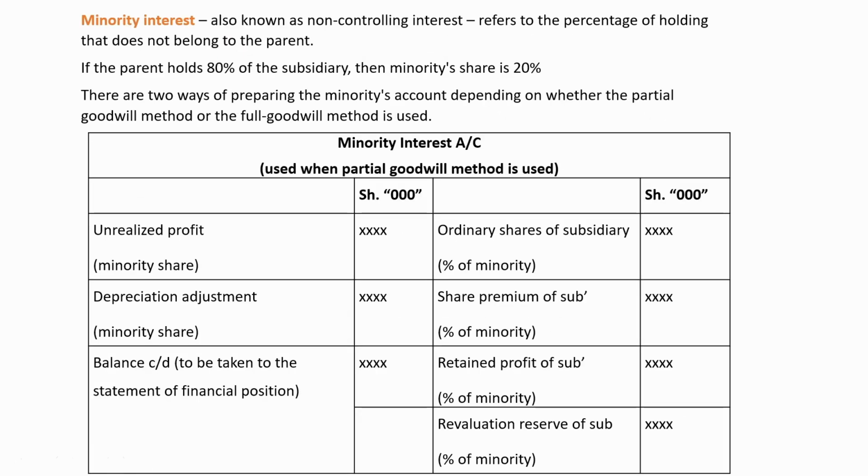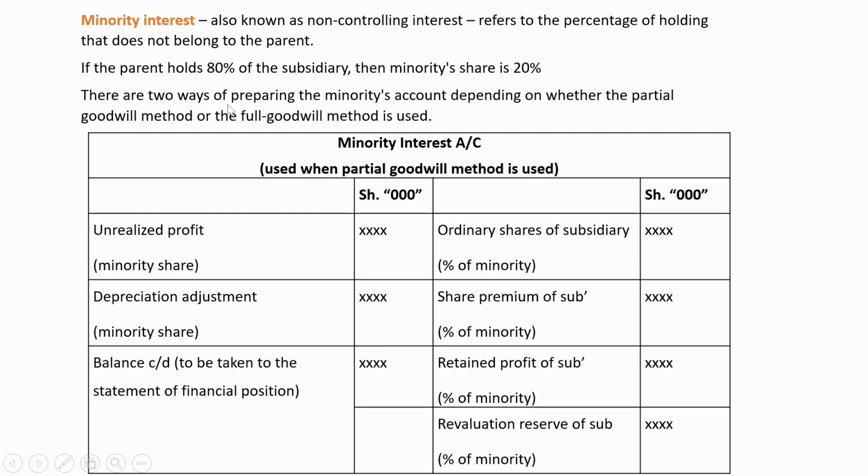So next we have minority interest. So first, if you are not aware what we mean by minority, minority refers to the percentage of holding that does not belong to the parent, and it is usually less than 50%. So if the parent holds 80% of the subsidiary, then minority's share is 20%. So minority's share will always be less than 50%. It is the percentage that does not belong to the parent.